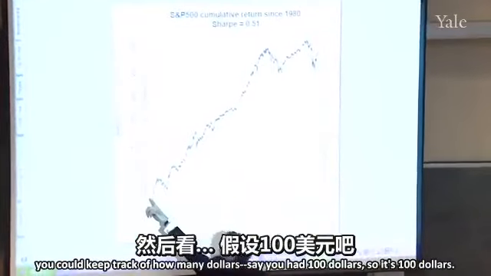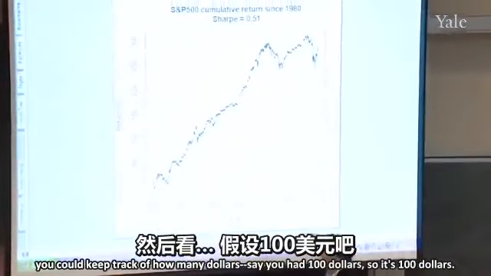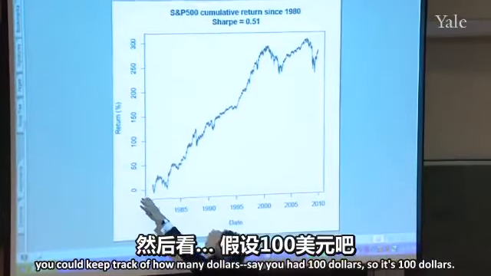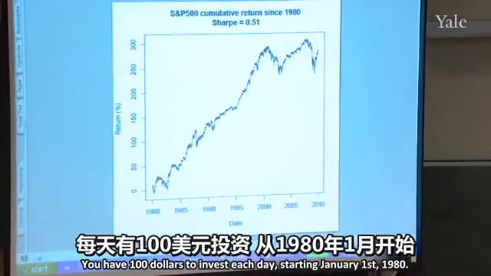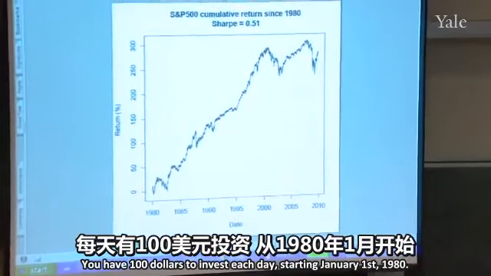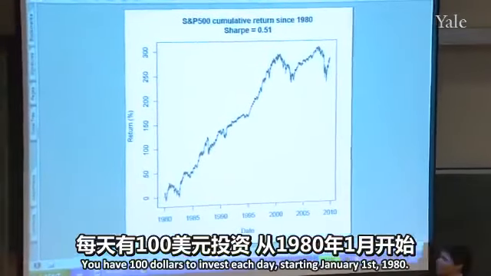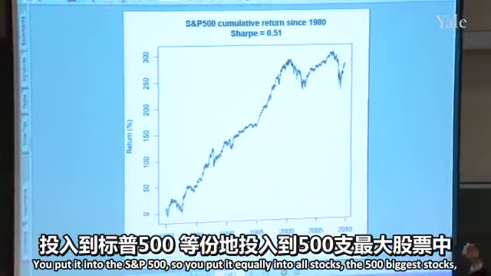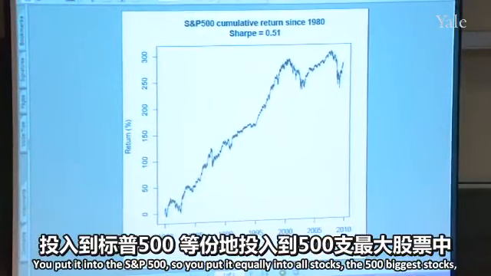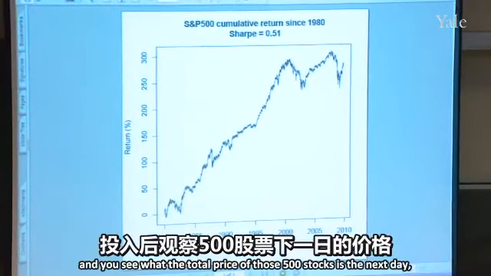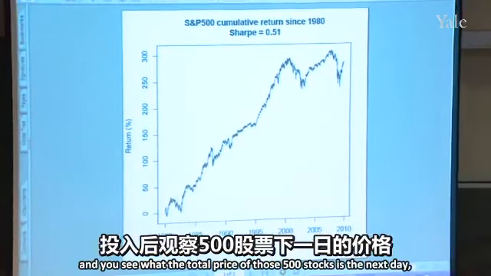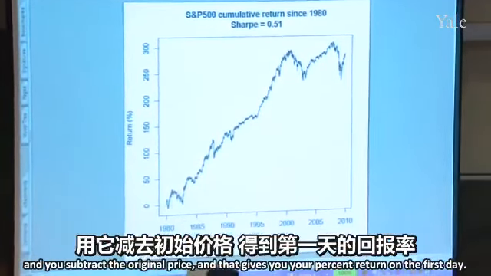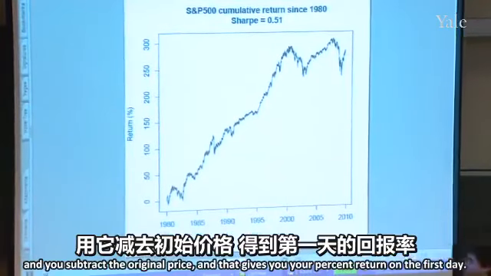You could keep track of how many dollars. Say you had $100. You have $100 to invest each day, starting January 1st, 1980. You put it into the S&P 500. So you put it equally into all stocks, the 500 biggest stocks, and you see what the total price of those 500 stocks is the next day, and you subtract the original price, and that gives you your percent return on the first day.